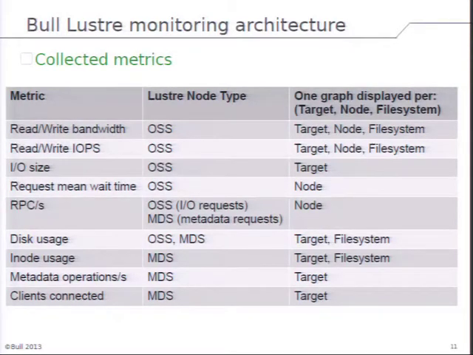So some metrics are displayed for each level, and some other ones, like for example the request mean wait time, are for a node. We have the information only for each node. And some others are only for targets, like for example the number of clients connected, which will be per MDT.